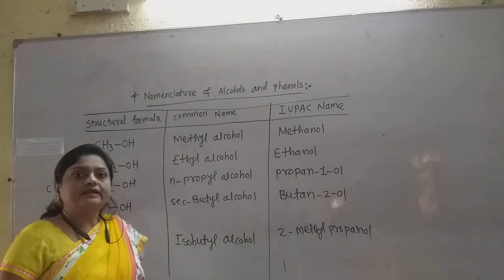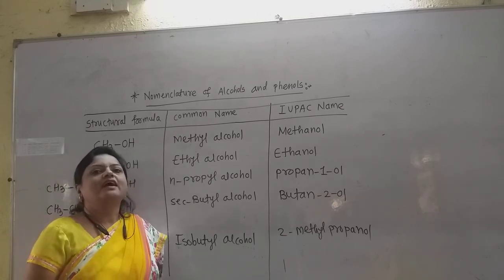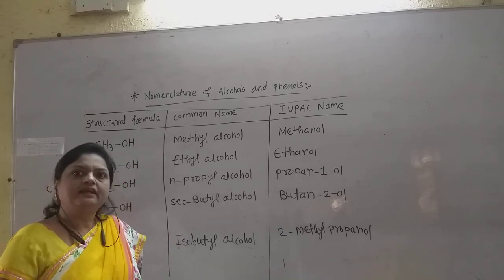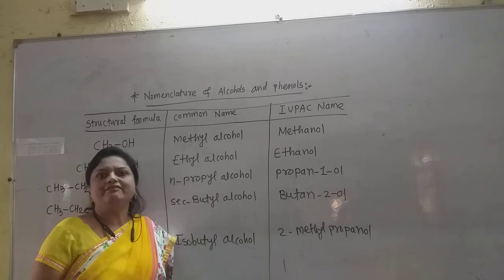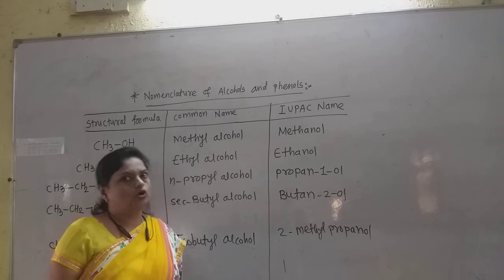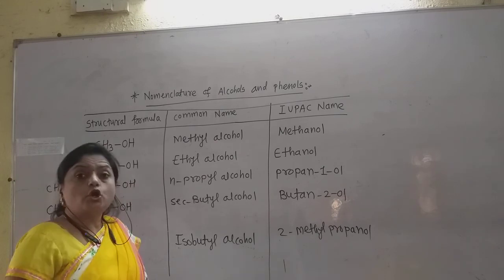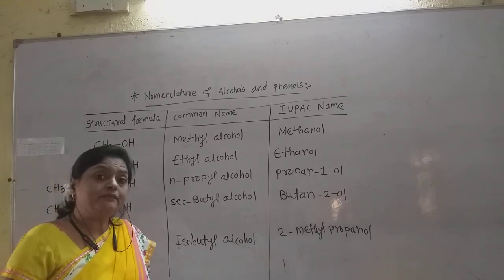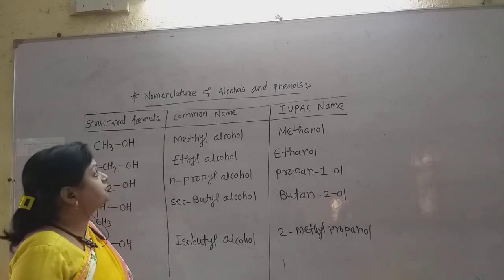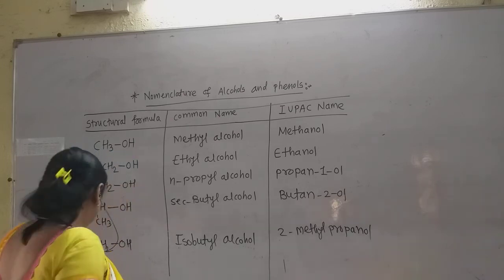Yesterday we already saw the classification of alcohols as allylic alcohols, benzylic alcohols, sp3 hybridized carbon having OH groups, and sp2 hybridized alcohols. Now come to the nomenclature, that means the common name and IUPAC name of alcohols and phenols. First see the common names and IUPAC names of alcohols.